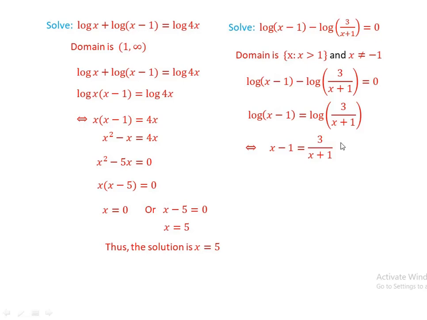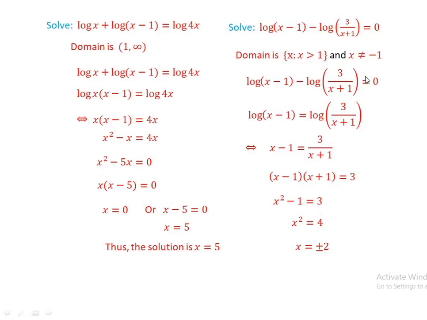Now by cross multiplying, we have x minus 1 times x plus 1 is equal to 3. But x minus 1 times x plus 1 is the same as x squared minus 1, so x squared minus 1 is equal to 3. Adding 1 to both sides, we have x squared is equal to 4. So what are the values of x? X is equal to plus or minus 2, but our domain says that x is greater than 1. Therefore minus 2 should not be accepted as a solution.